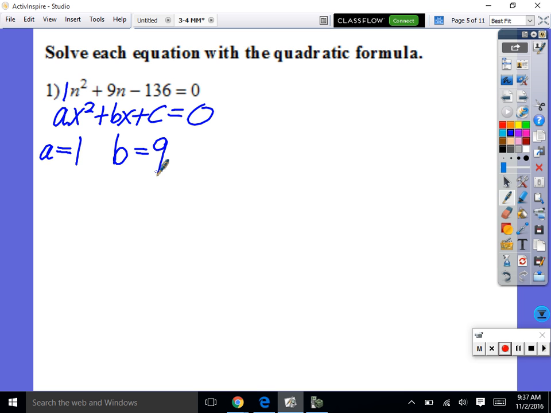If you get this wrong, you get the whole quadratic formula wrong. And our c value is negative 136. You've got to put the signs in correctly. Does anybody have any questions? Please ask if you do.